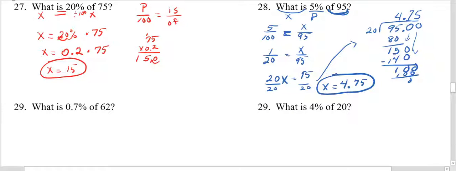Could I have left it at 95 over 20 and reduced? Yes, I could have done that. Or I can take it to a decimal. Just depends on what it asks for. Here, it just wants to solve the percentage. Okay.